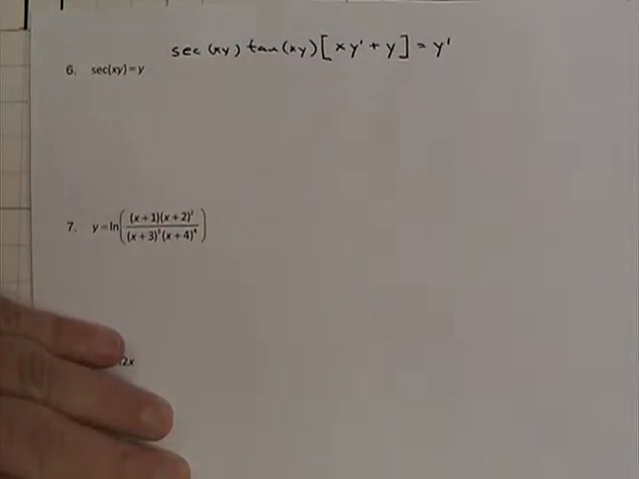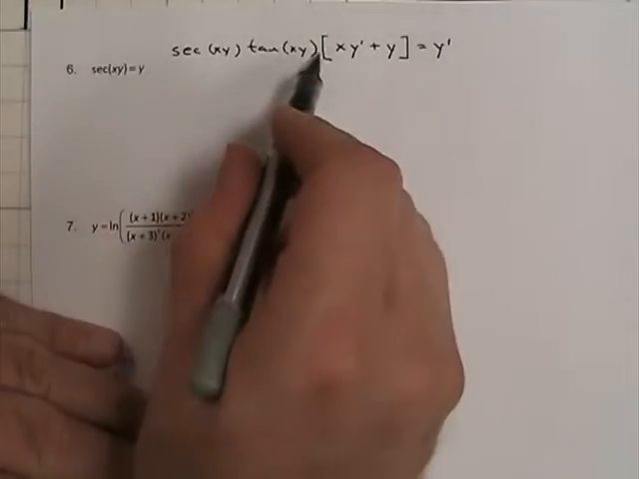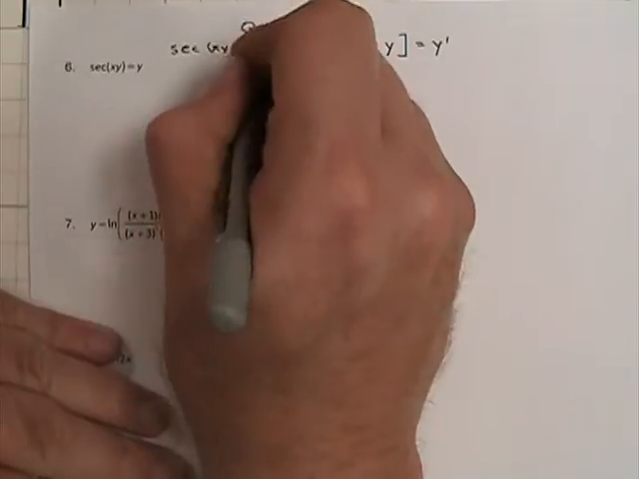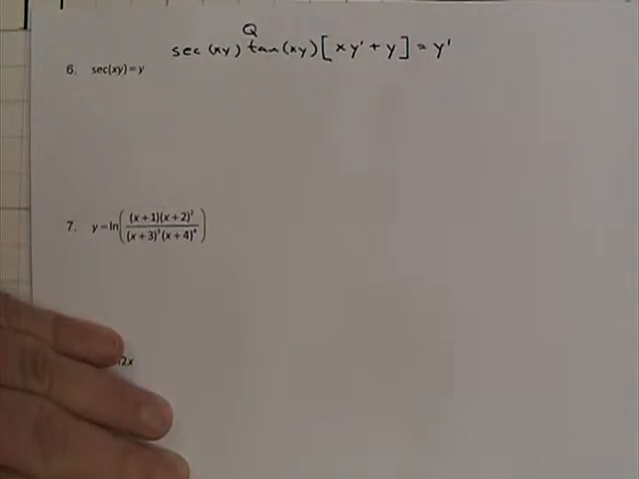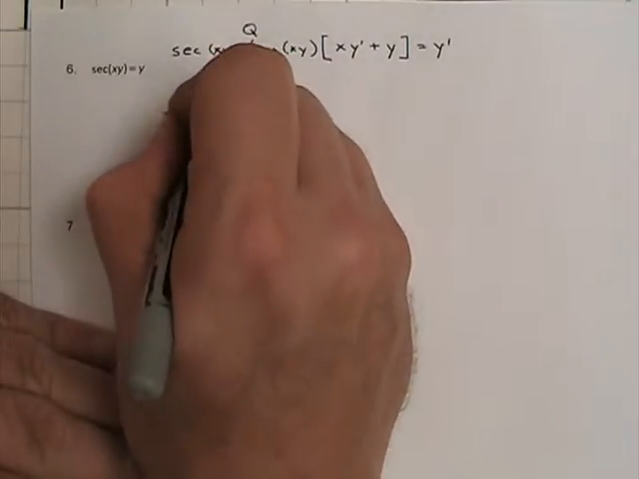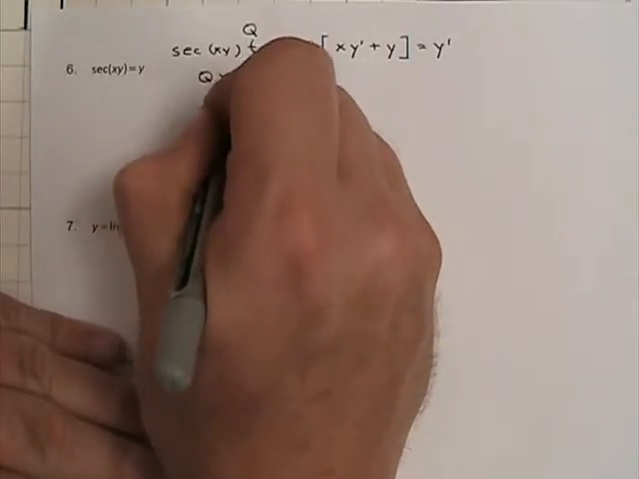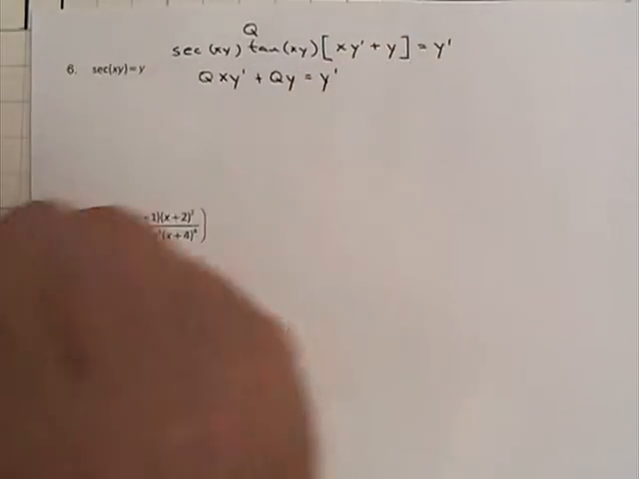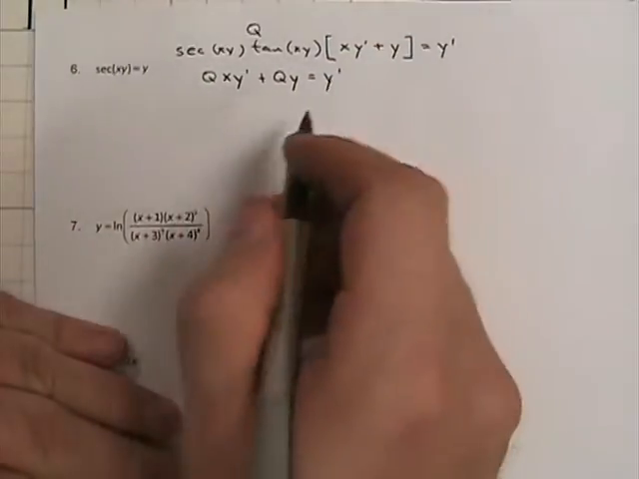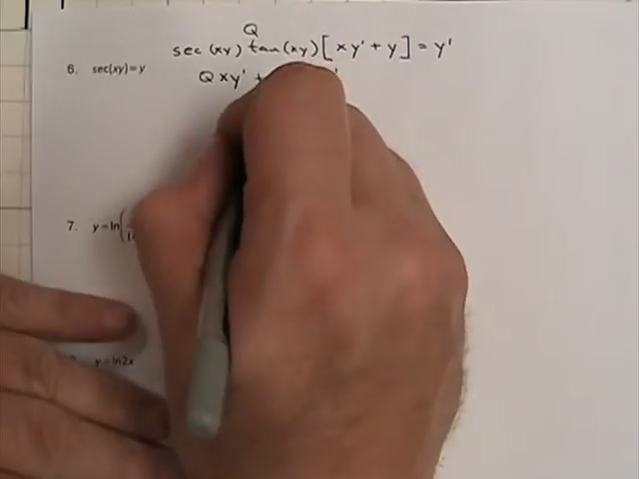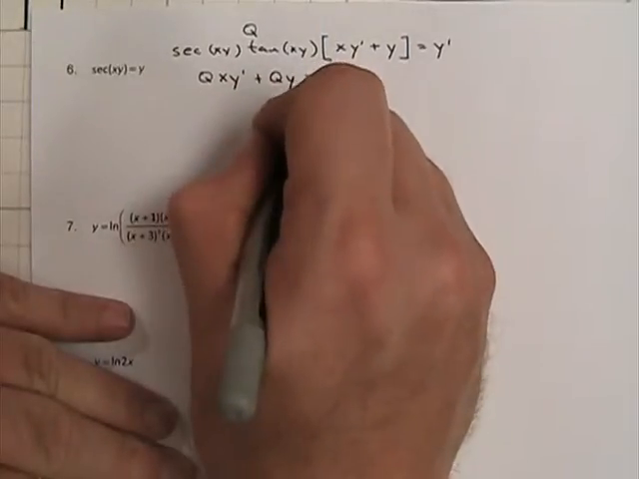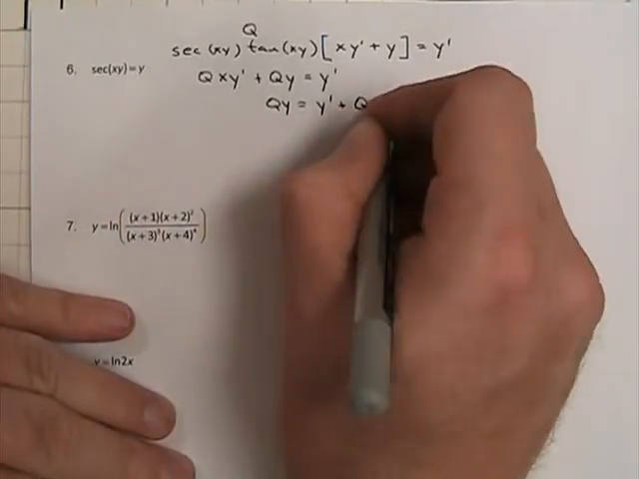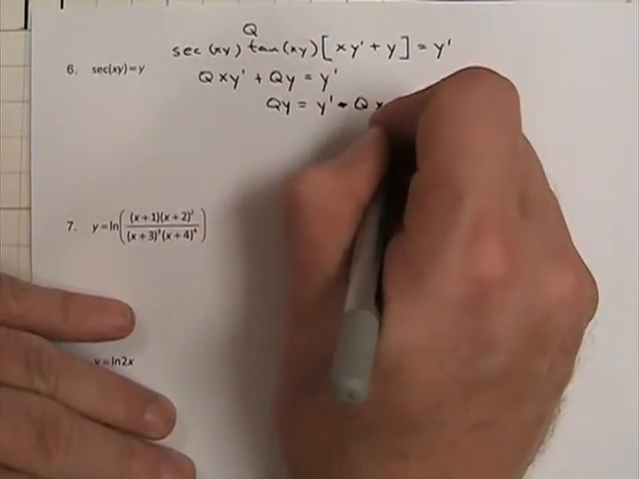We've got a couple y primes in here. This is going to get kind of ugly. This is going to get distributed across both of these inside the brackets. So I'm going to call this whole thing Q, just to make my distribution a little bit easier. So to distribute the Q, xy prime plus Q y equals y prime. Let's get my other y prime on the other side. So Qy equals y prime plus, let's make that a minus, Qxy prime.